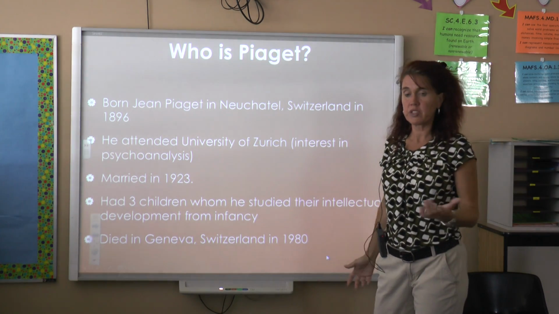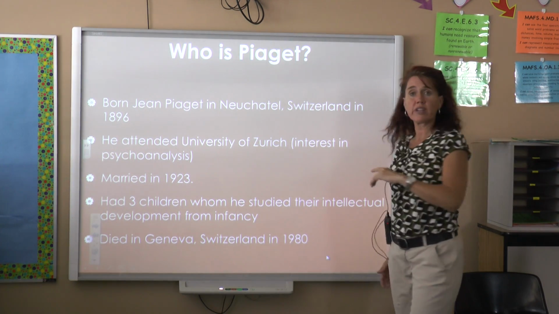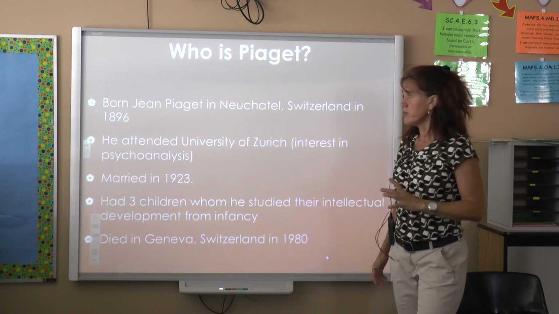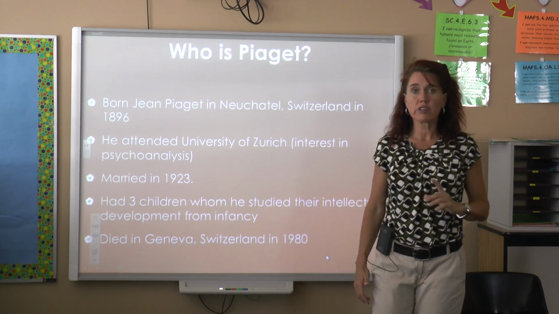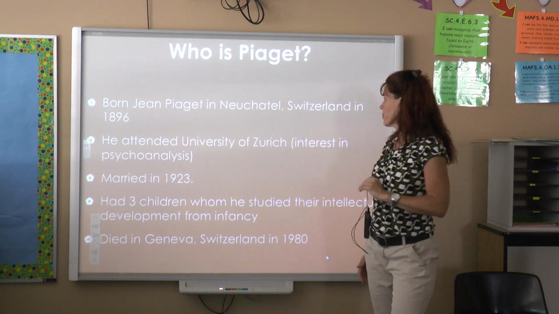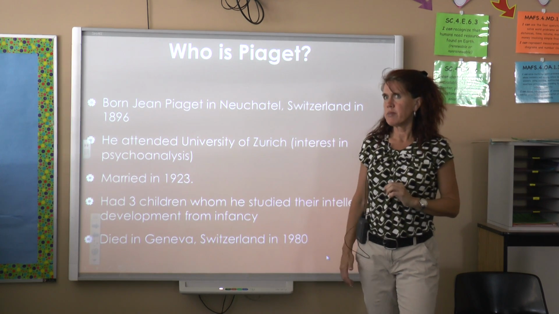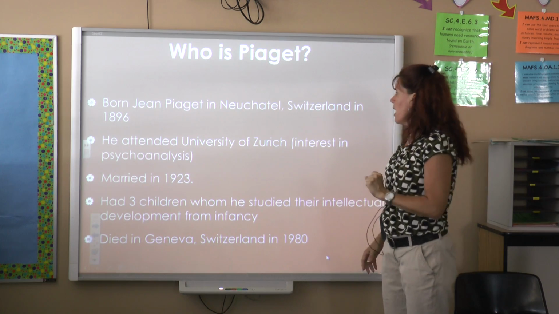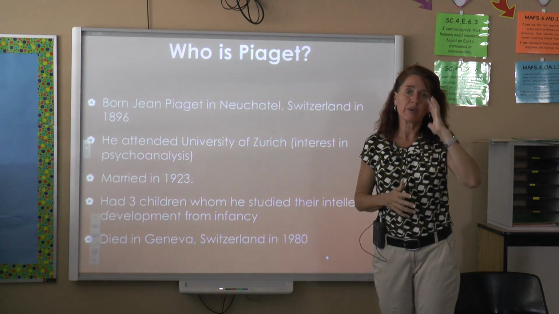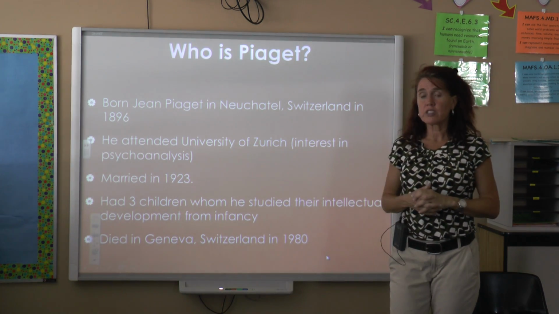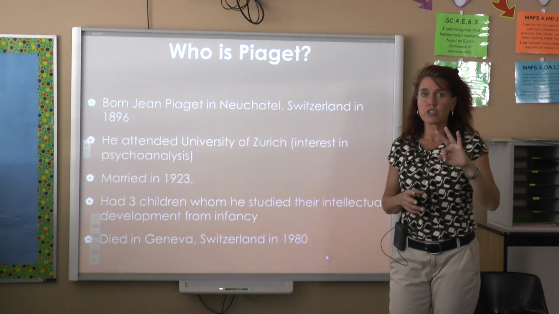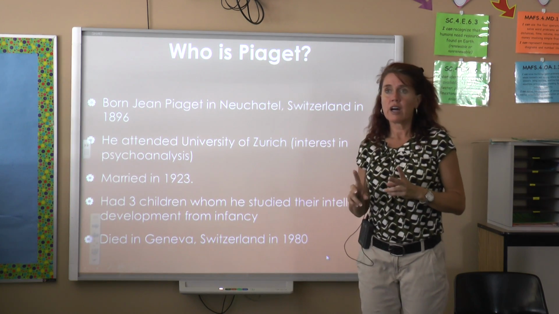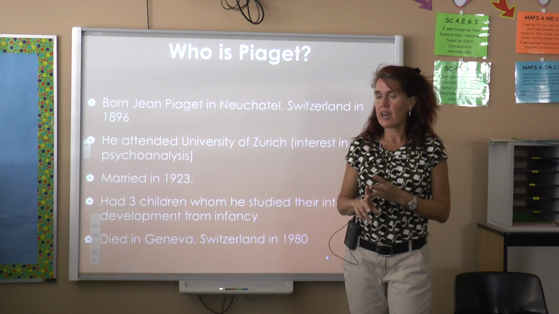First of all, who is Piaget? He was born in 1896 in Switzerland. He attended the University of Zurich in 1916, and he was really interested in psychoanalysis. He got married in 1923 and had 3 children, Jacqueline, Laurent, and Lucienne.